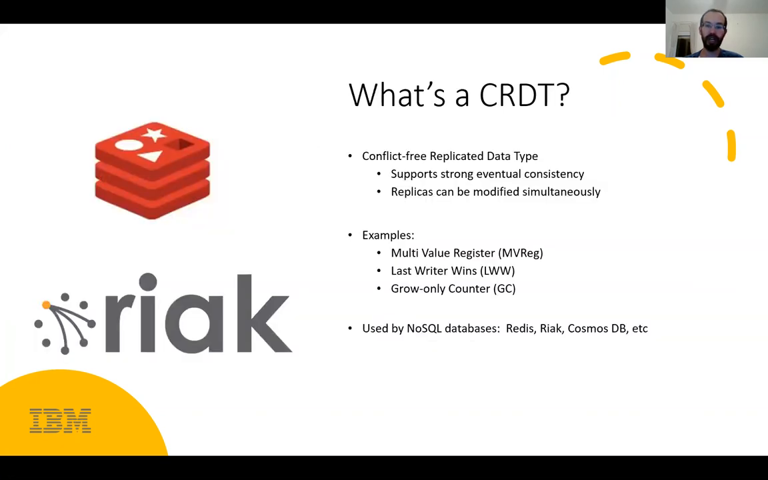I'll start with a quick reminder about CRDTs. In the CRDT framework, we have a bunch of replicas where users can modify the data stores in the replicas concurrently, and then the replicas do some synchronization, and eventually they reach the same state. We have many examples of existing CRDTs, for example, multi-value register, last writer wins, or grow-only counter. And these CRDTs are actually used in many production-level NoSQL databases.